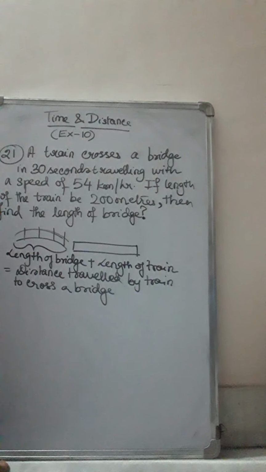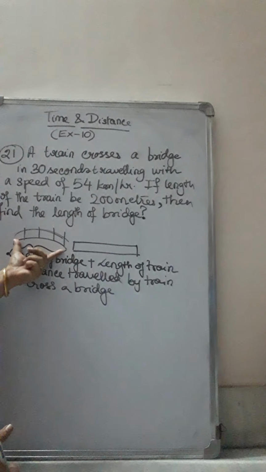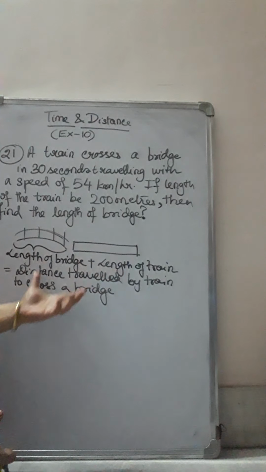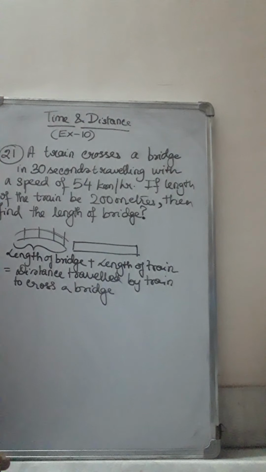There can be different examples, like instead of a bridge it can be a platform. A platform also continues for a certain length. If the train is on the platform, until it leaves the platform completely, we cannot say it has crossed. When the train surpasses the entire platform, then it crosses the platform. So the length of the platform plus the length of the train is the total distance travelled by the train to cross the platform.